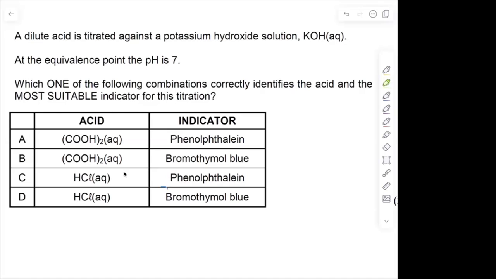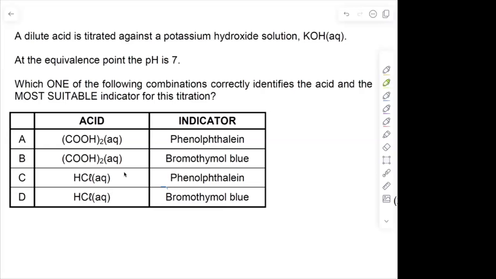The equivalence point in the pH is going to be 7, right? Which one of the following combinations correctly identifies the acid and the most suitable indicator for this titration? So when you're dealing with titrations, guys, let's remember, what is the aim we're looking at? To get to the end point, we need to react all of the acid with all of the base, right? And then we need to be able to identify, am I going to get an end point that's going to be basic, more than 7, neutral, around 7, or acidic, lower than 7? What is the end point that I'm expecting, right?